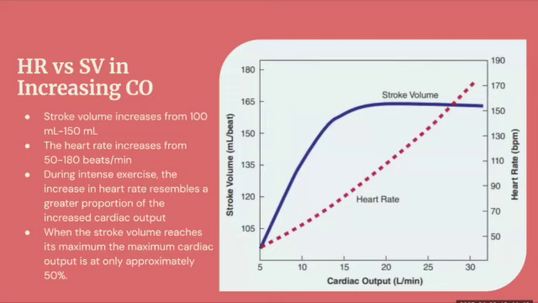And then with heart rate versus stroke volume and increasing cardiac output, stroke volume increases from about 100 milliliters to 150 milliliters, and the heart rate increases from about 50 to 150 beats per minute. During intense exercise, the increase in heart rate represents a greater portion of the increased cardiac output. When the stroke volume reaches its maximum, the cardiac output is only approximately 50% of its maximum. So with more exercise, stroke volume doesn't go all the way up, but the heart rate allows the cardiac output to increase to its maximum.